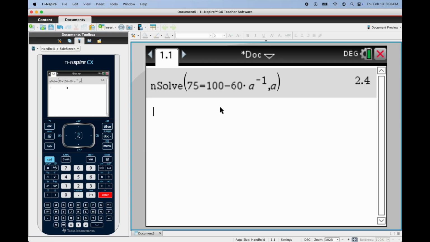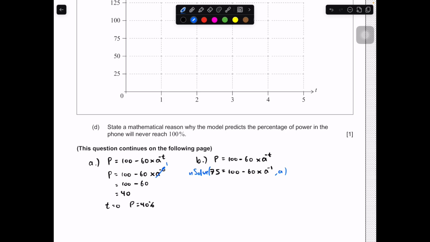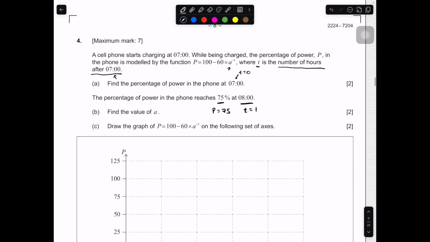Okay, let's go back to the document. Write that out. In this case, a is equal to 2.4. Okay, good. Remember, both of these are 2-mark questions, so you want to show some process.